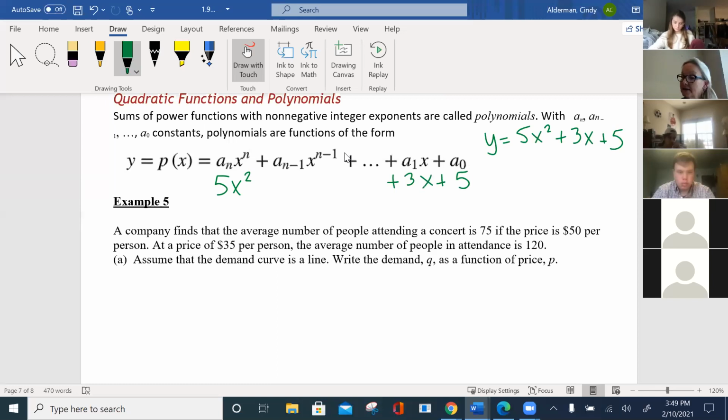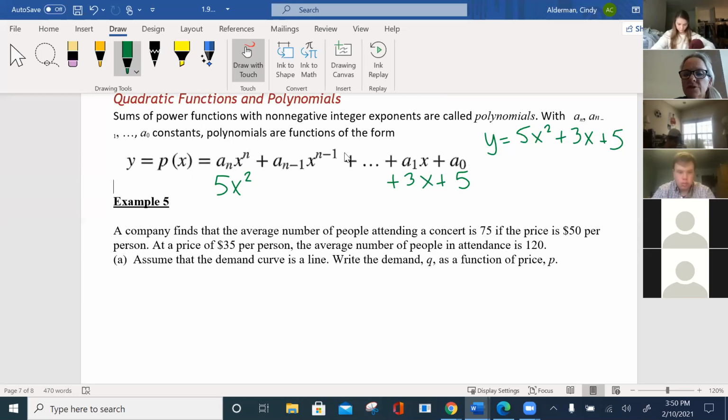So if it fits that definition, then it is a polynomial, right? If you can write it like that. And notice that it's a polynomial even if it has negative exponents too, right? Okay, so this first example, a company finds that the average number of people attending a concert is 75 if the price is 50.